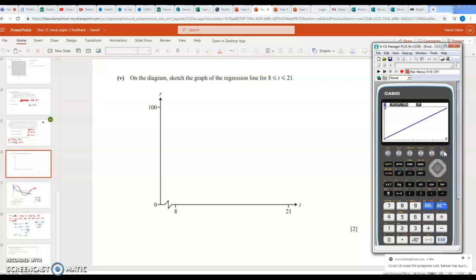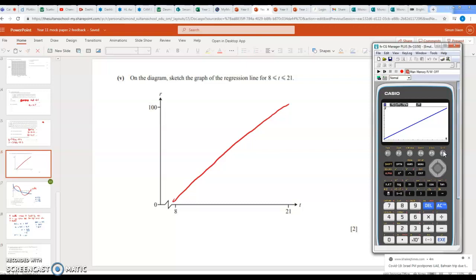And we can see roughly what's happening. So this is what my line roughly needs to look like. Okay? Something like that. Okay, there it comes. Okay? So you basically get your calculator to do all that hard work for you.